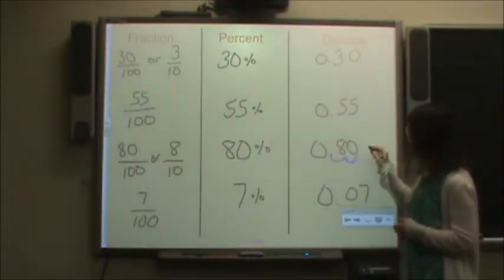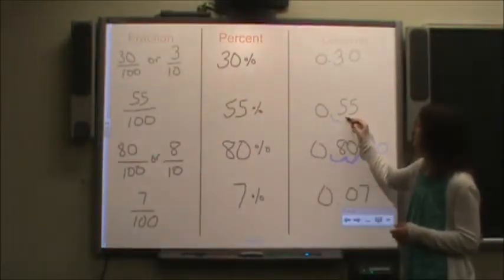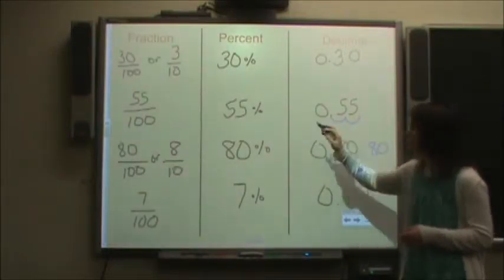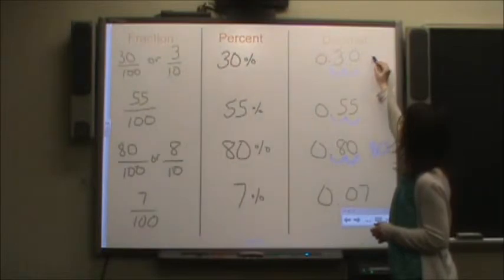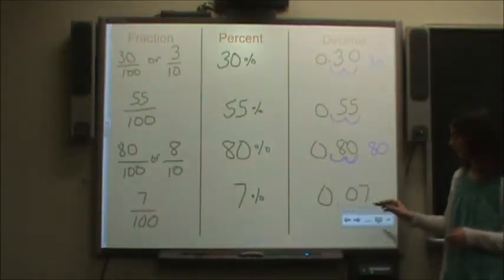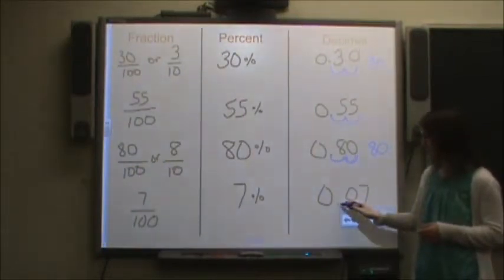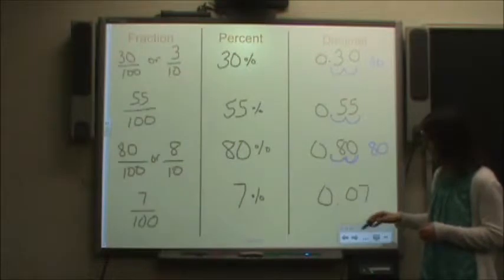So that would give me the number 80. That's my percentage, 80%. If I move this decimal twice to the right, that would be 55%. If I move this decimal twice to the right, that would give me 30%. Now it's a little bit trickier when you don't have anything in the tens place. It can make it a little bit harder to see exactly how that works. But again, you still just bring it twice over.